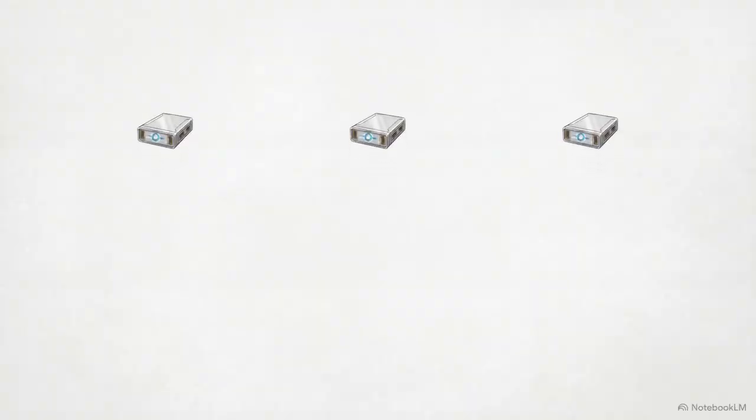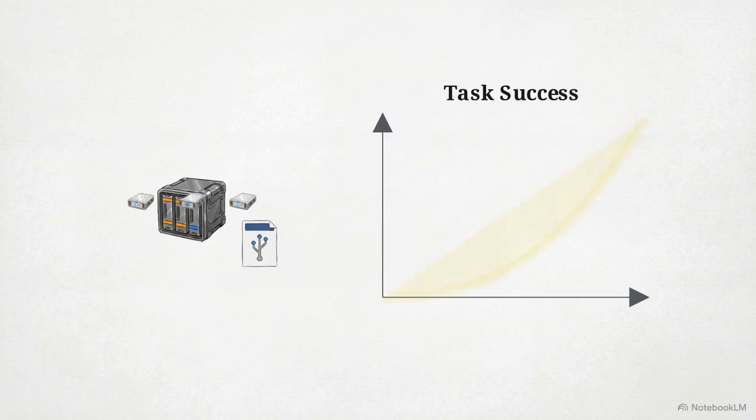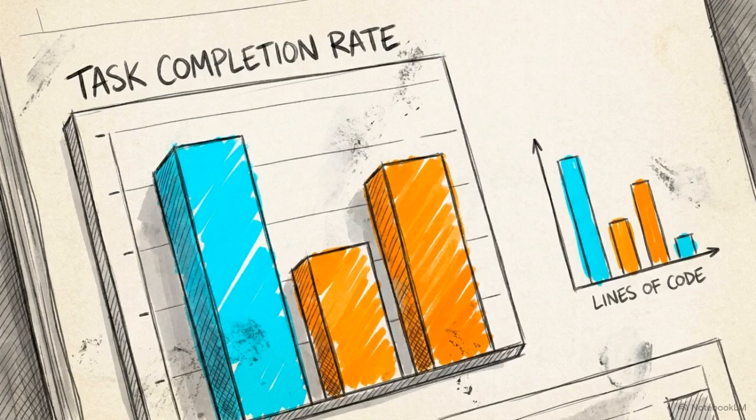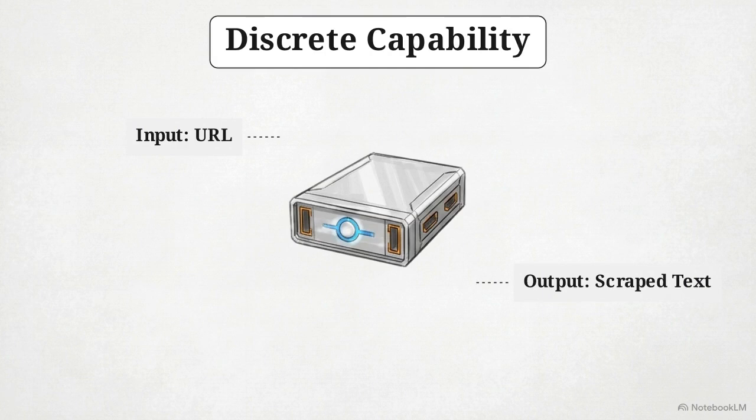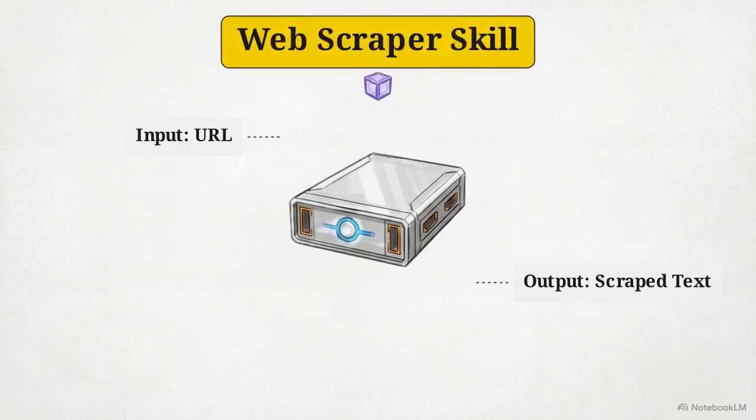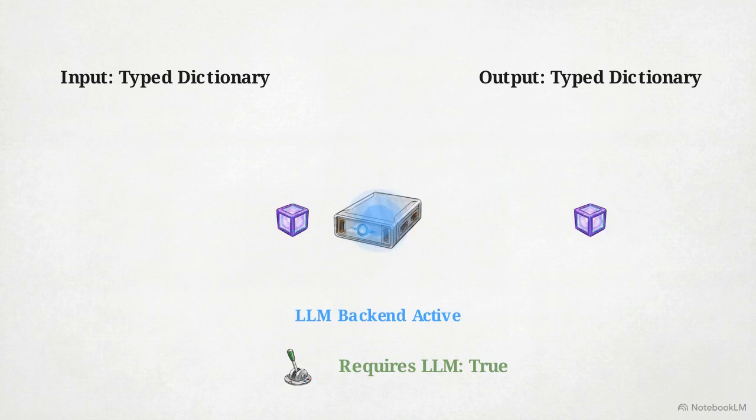For single-agent workflows, formalizing specific skill abstractions and pairing them with declarative configuration achieves task completion rates on par with comprehensive frameworks, while drastically reducing bloat. The entire AgentForge architecture rests on a single foundational building block, the skill. A skill is defined by a strict formal contract. It is a discrete capability, like web scraping, with explicitly typed inputs and outputs, and a simple toggle dictating whether or not it requires an LLM backend to execute.